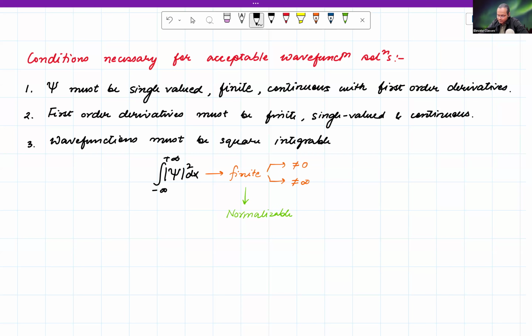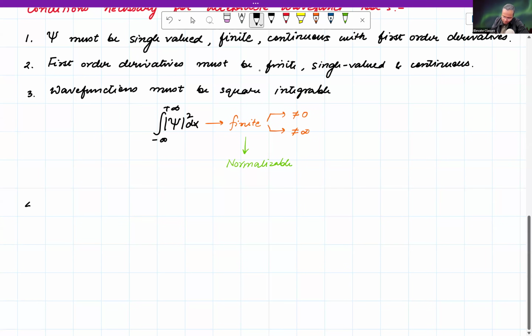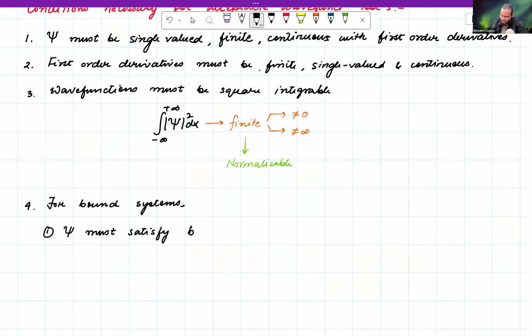Of course, there are some other conditions as well if you want to include them here. So for bound systems, if a particle is bound to some potential, it is obvious that the wave function must satisfy boundary conditions. Now, here a few exceptions come in. So we were talking about the first order derivatives being finite and whatnot.